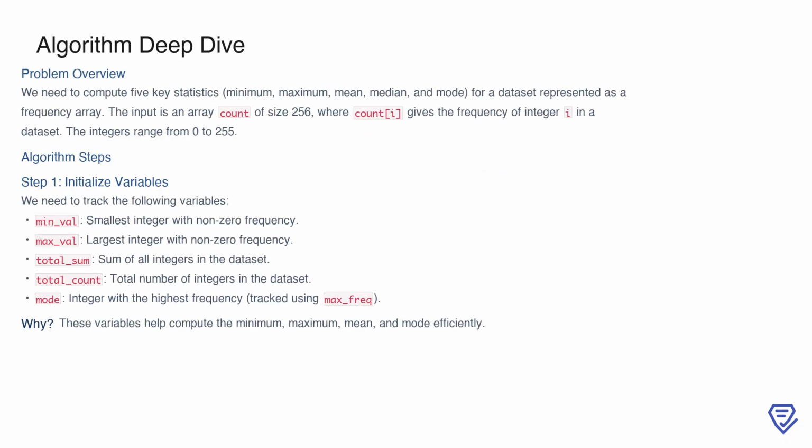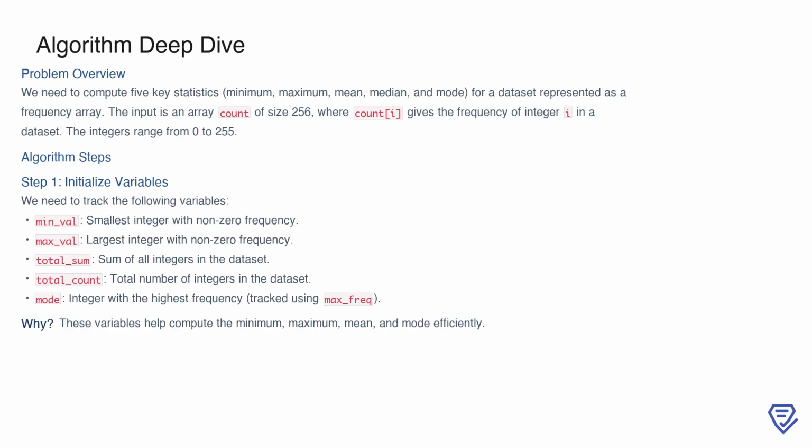To solve this problem, we need to compute 5 key statistics: minimum, maximum, mean, median, and mode, derived from a dataset represented as a frequency array. The input is an array named count, where each index represents an integer from 0 to 255, and the value at each index tells us how many times that integer appears in the dataset. For instance, if count[3] equals 7, it means the number 3 appears 7 times in the data.